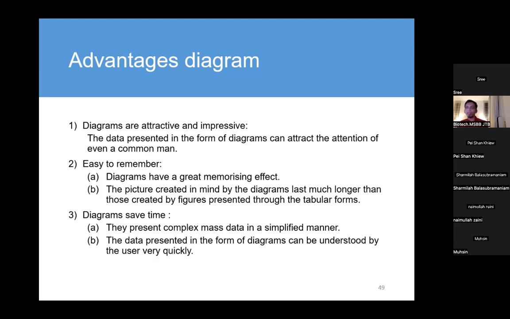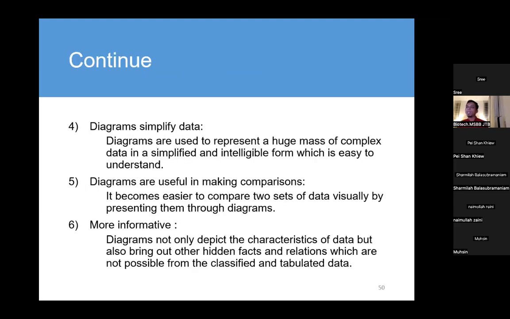The table will have a lot of information that triggers our brain to think a lot. Okay, so it's easier to remember because it's diagram instead of values in the table or in the text. So diagram has a great memorizing effect. The picture created in mind by diagrams lasts much longer than those created by figures presented through tabular forms. Diagrams save time. They present complex math data in a simplified manner. The data presented in the form of diagram can be understood by the user very well, right? So diagram simplifies data.